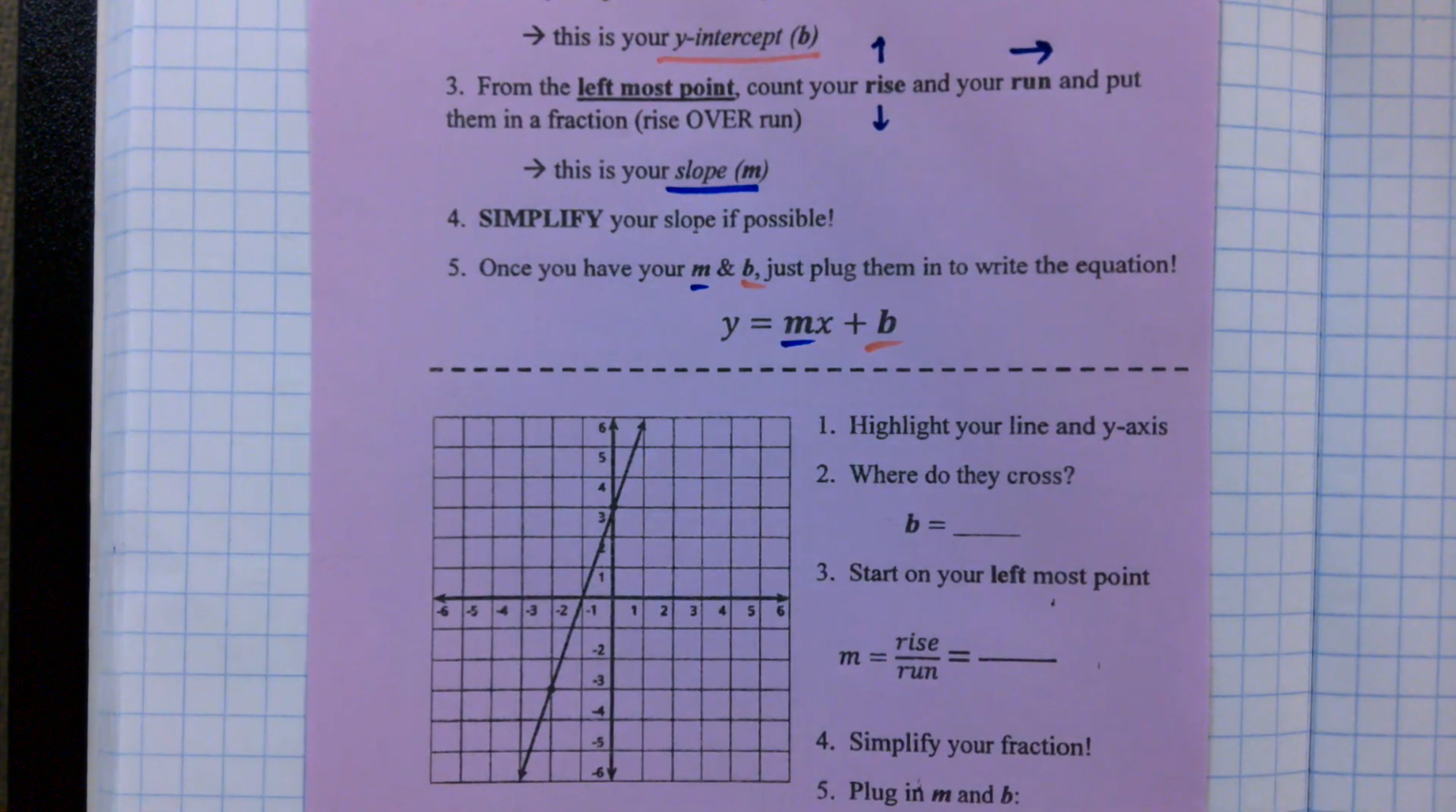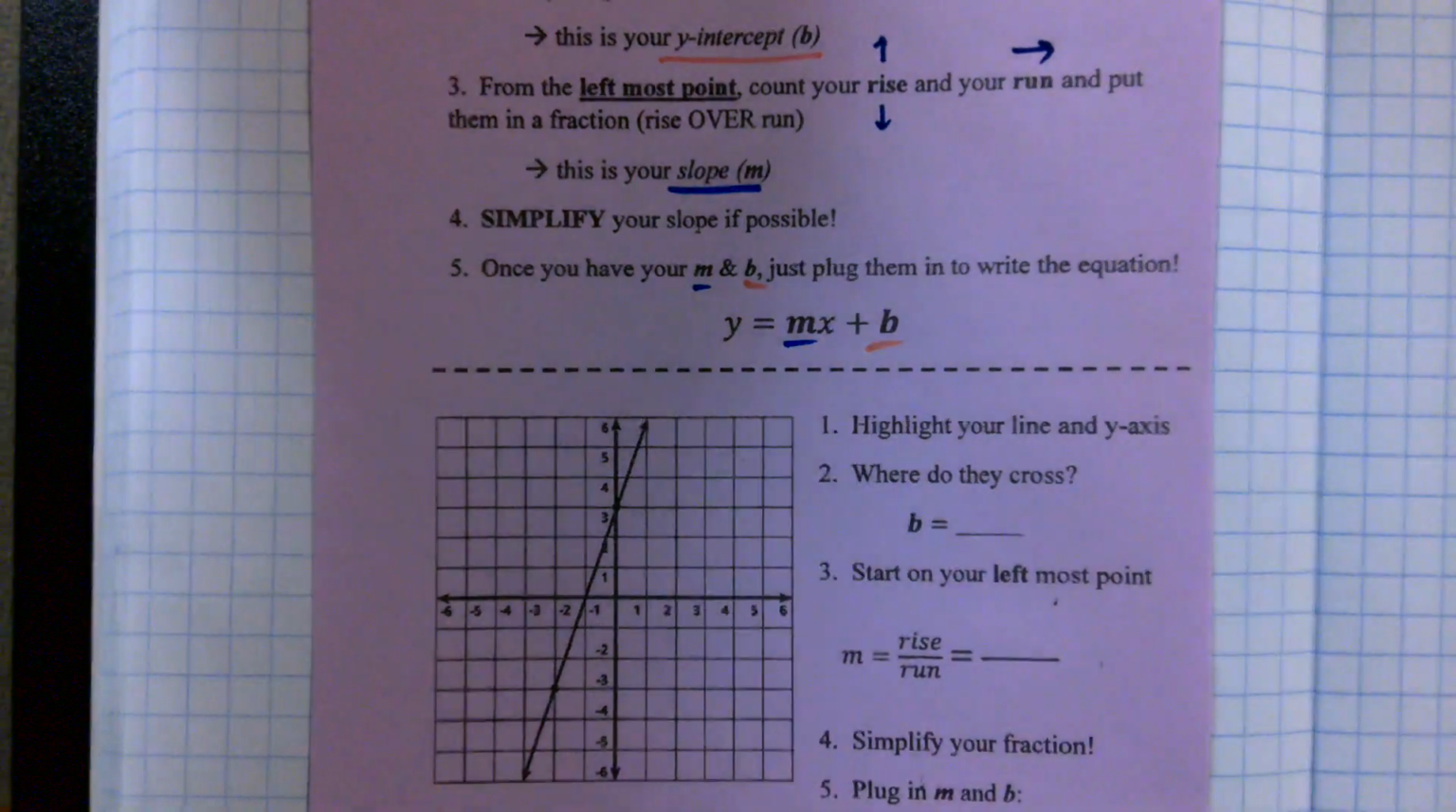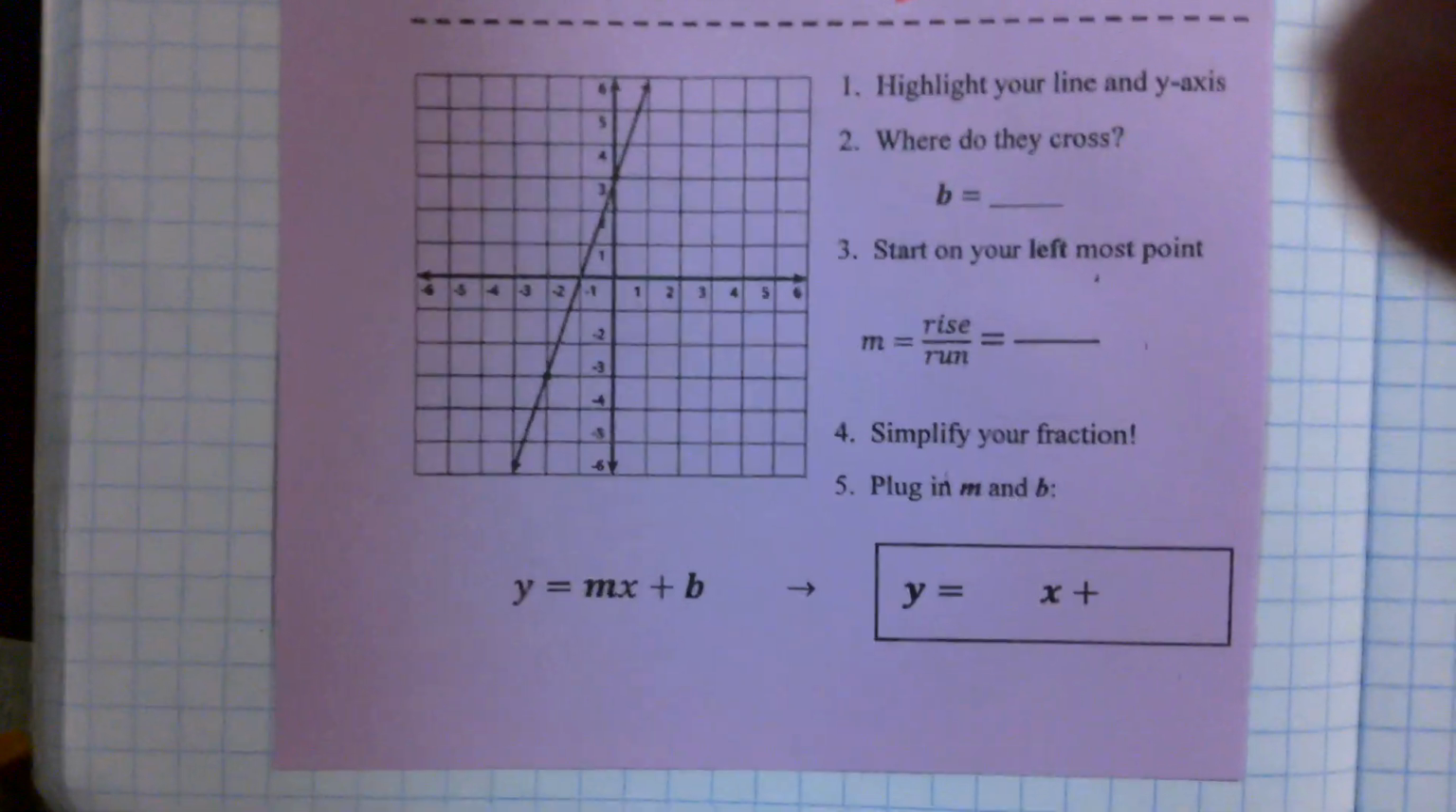Right, so on Monday before the counselors got here, we were given an m, we were given a b, we just had to plug them in. Now we're doing the same thing, but we got one small step beforehand, and that's figuring out what the m and the b is from a graph. So let's look at this graph down here.